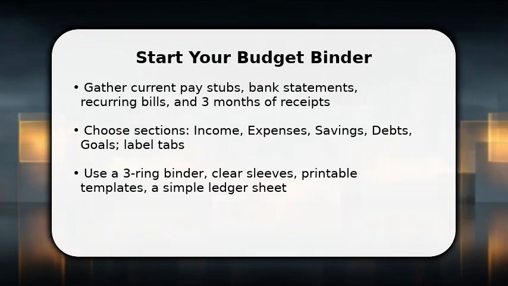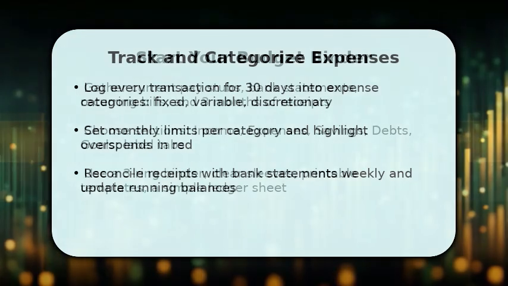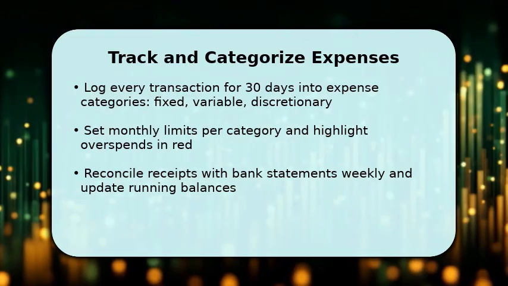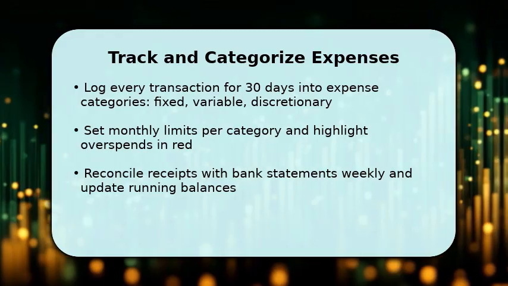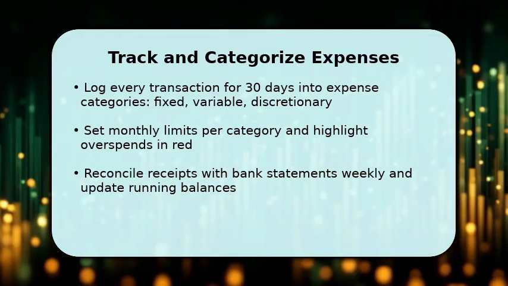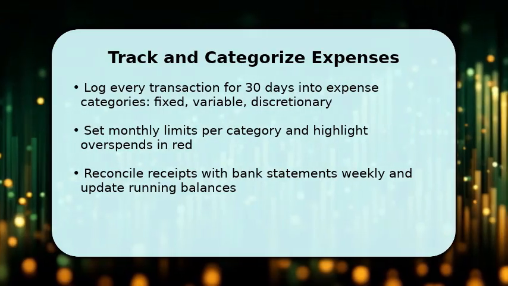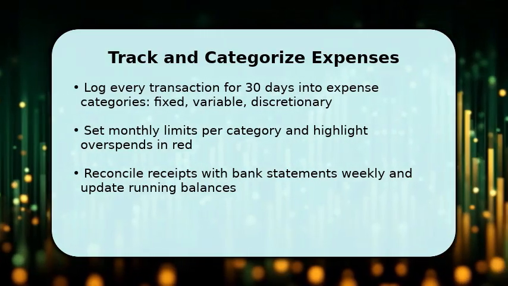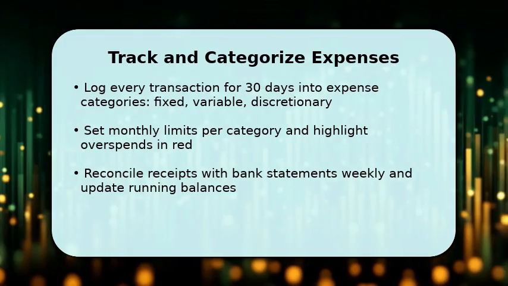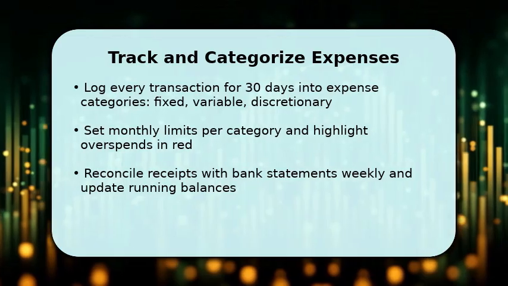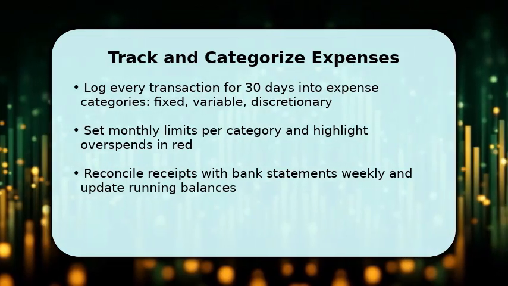Now you get detailed. Start logging every purchase for at least 30 days into fixed, variable, and discretionary categories. Use the ledger to write date, payee, amount, and category. Tally weekly so you spot trends. Once a category total emerges, assign a monthly limit and flag any overspend in red. This creates behavioral feedback. Make sure to reconcile receipts with bank statements weekly so balances match. When variance appears, annotate causes.